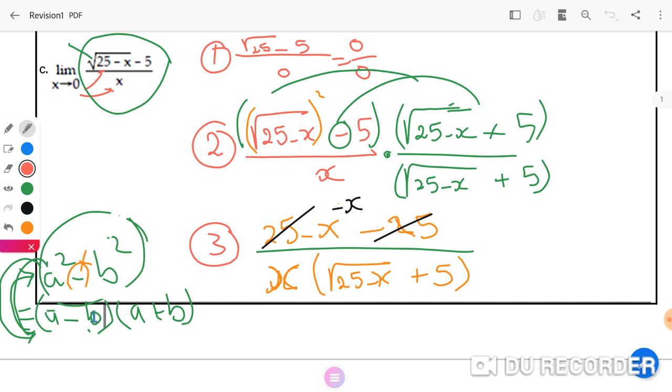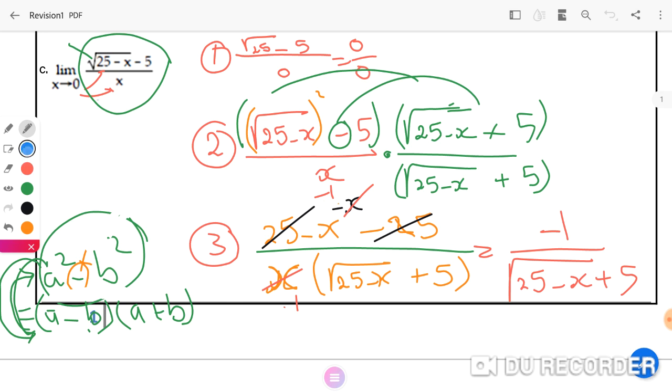I'll cancel. Negative x divided by x will be negative 1. Sorry, negative x divided by negative x... I'm sorry, it will be 1. Understand? So the new numerator will be negative 1, and the new denominator will be square root 25 minus x plus 5.